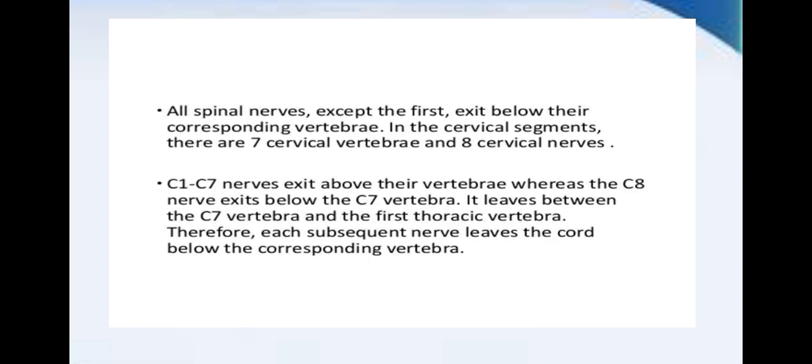All spinal nerves except the first exit below their corresponding vertebrae. In the cervical segments, there are 7 cervical vertebrae and 8 cervical nerves. C1 to C7 nerves exit above their vertebrae, whereas the C8 nerve exits below the C7 vertebra. It lies between the C7 vertebra and the first thoracic vertebra. Therefore, each subsequent nerve leaves the cord below the corresponding vertebra.